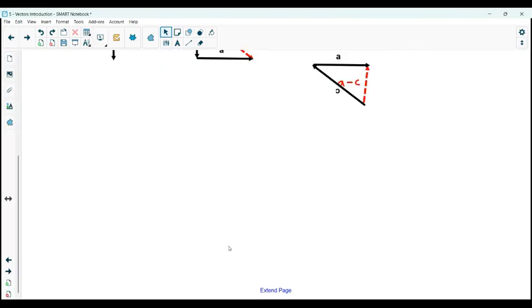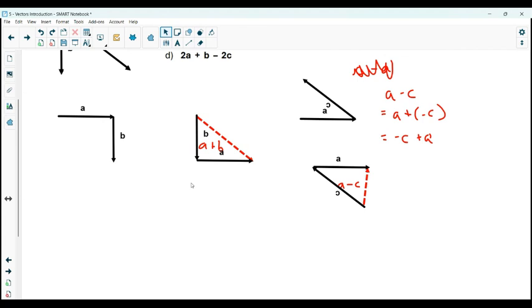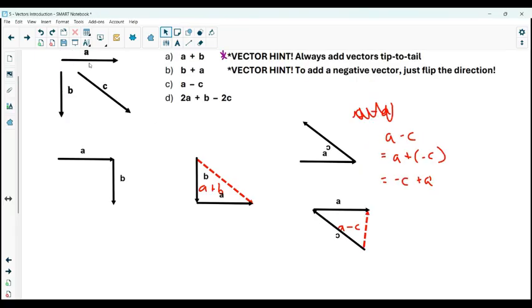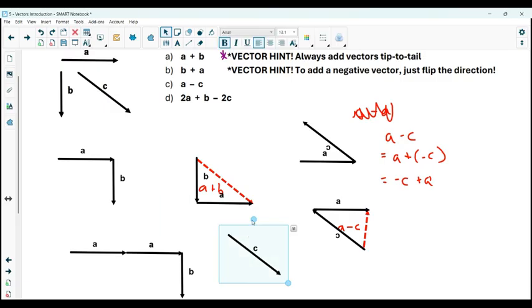Okay, let's try D here: 2A plus B minus 2C. Let's give this one a shot. So let's grab two A's first of all. I got an A, and I got another A. That's two of them. And then I got a plus B, so I'll add a B onto there. And then minus 2C. I've got two of them, and they're both negative. So I'm going to grab one and spin it around, and grab another one and spin it around. Both of them want to go backwards.